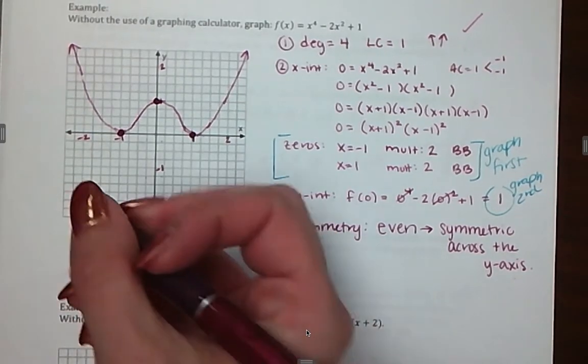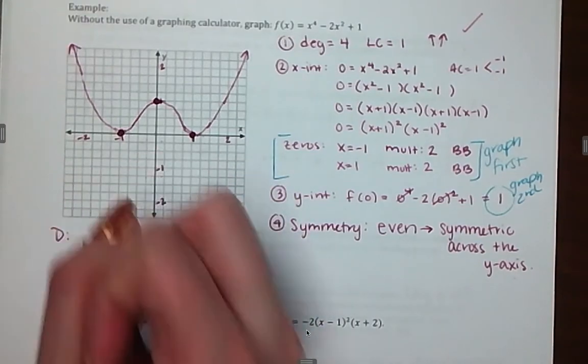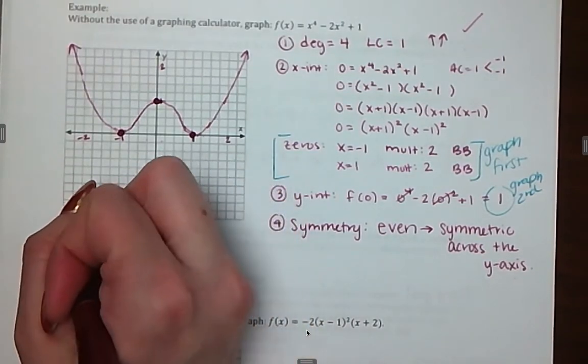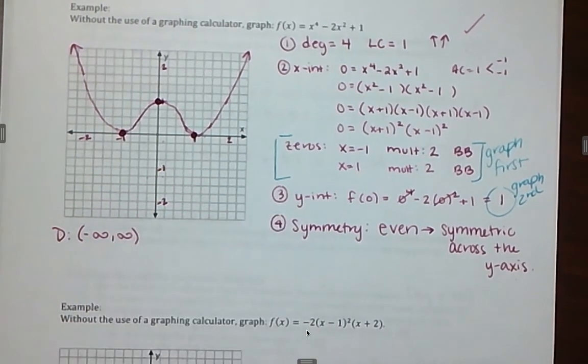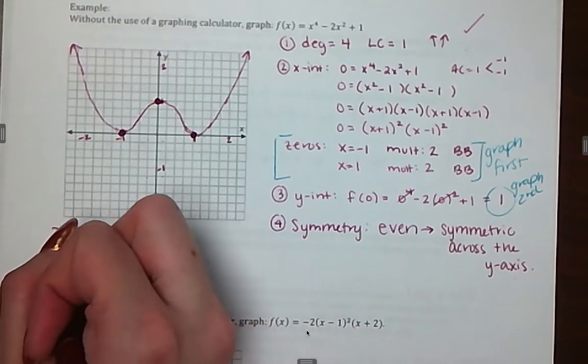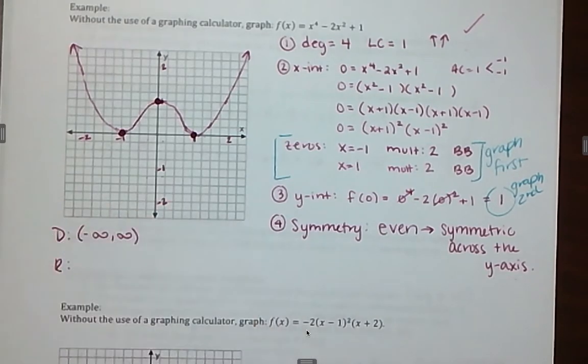Okay. What if I asked you your domain? Negative infinity to positive infinity. That will always be true for polynomial functions. What about your range? What's your bottommost y value? 0.